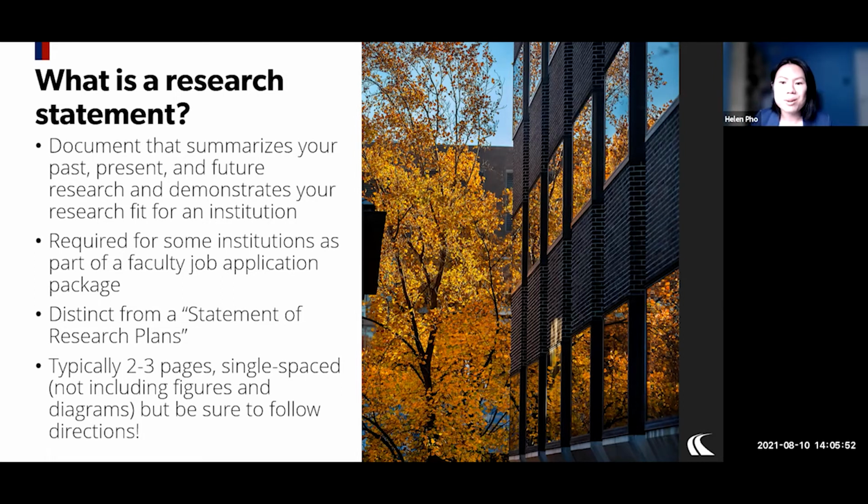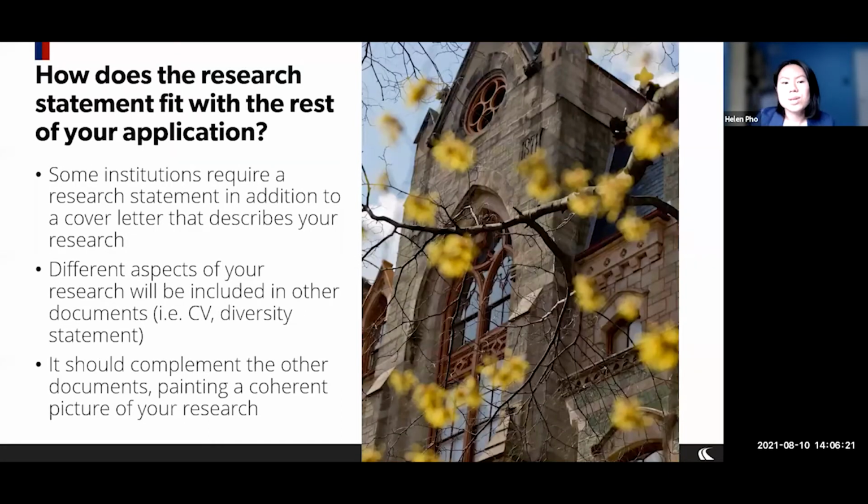But I would definitely recommend that everyone be sure to follow directions. So if a job ad is really explicit about wanting a 2-page research statement, then you'll want to make sure that you follow those directions. And if you have a document that's 3 pages long, you want to cut it down to 2, right? Or if an institution wants a 1-page research statement, then you want to make sure that you follow those directions as well. So how does the research statement fit with the rest of your application?